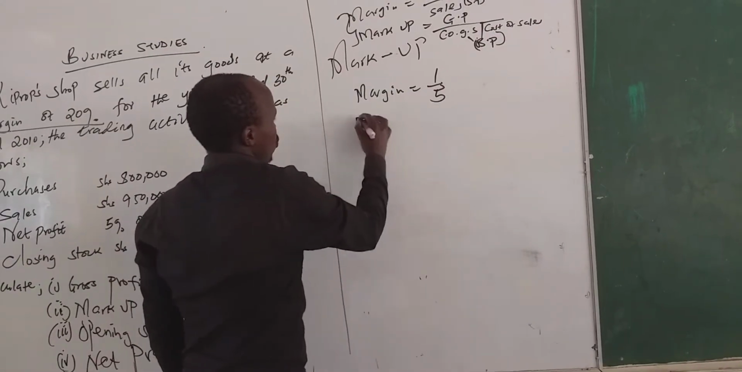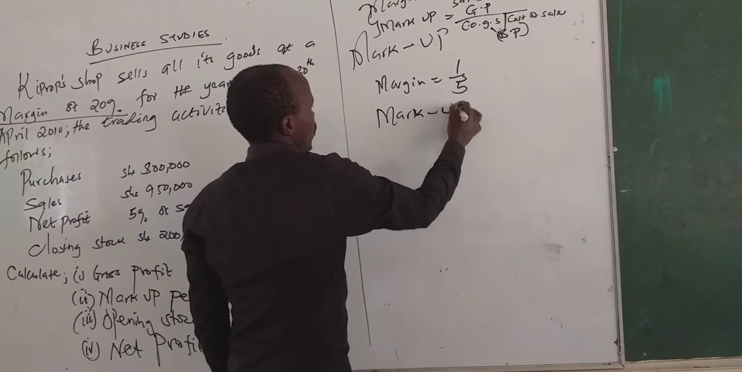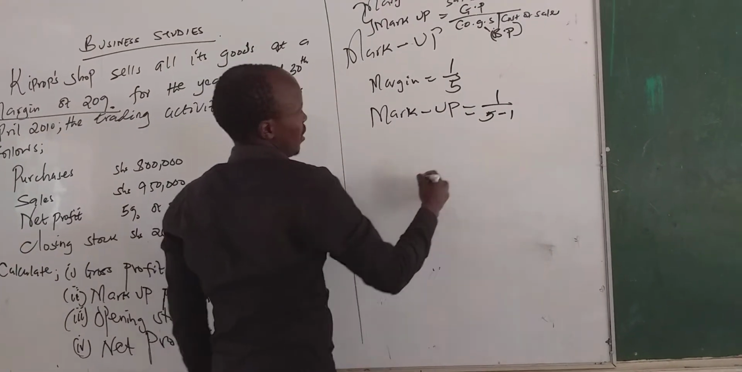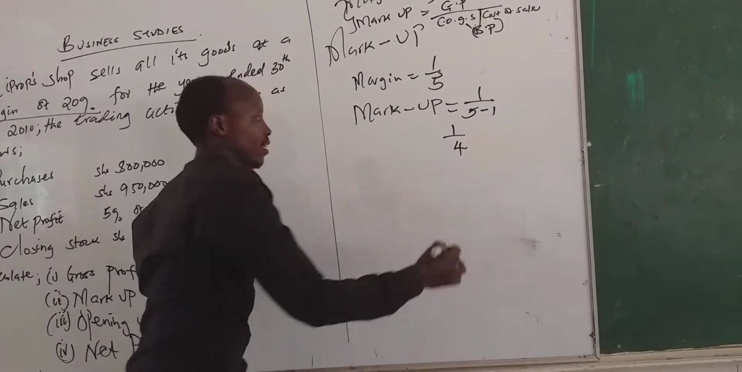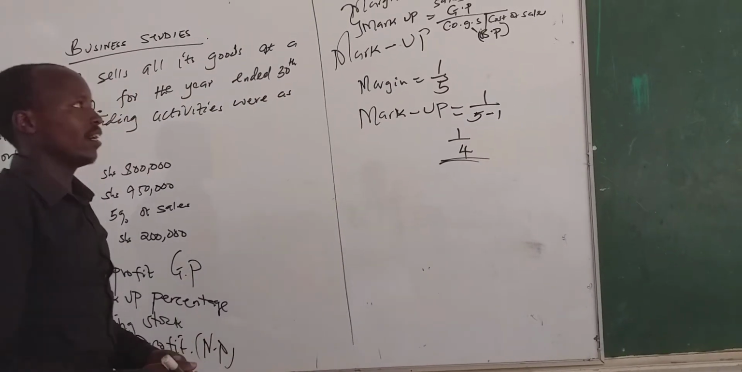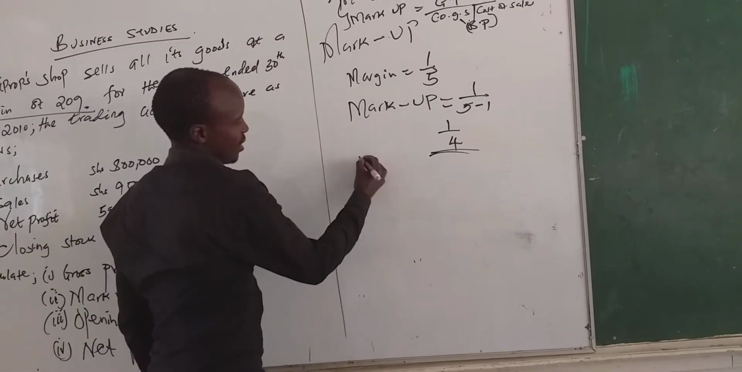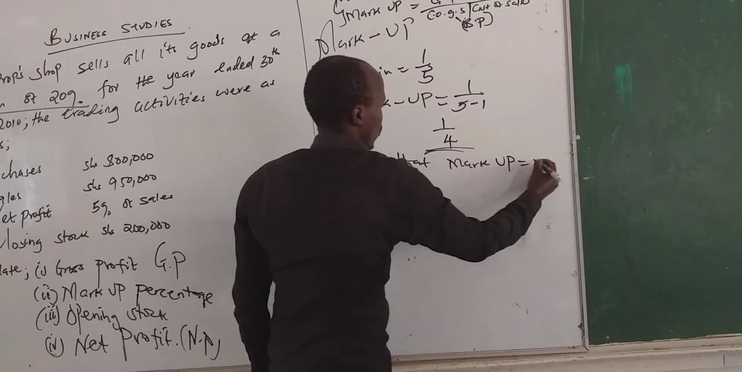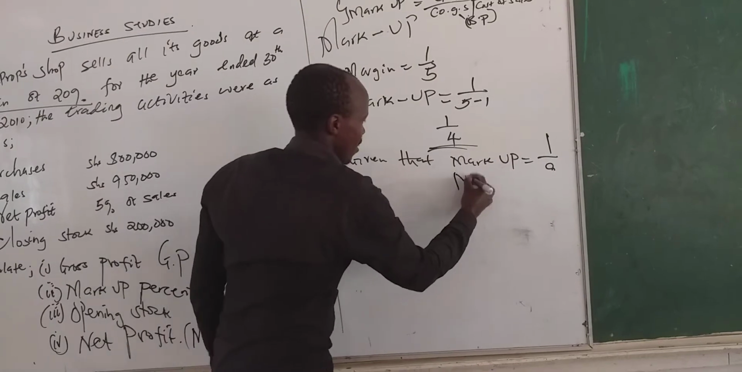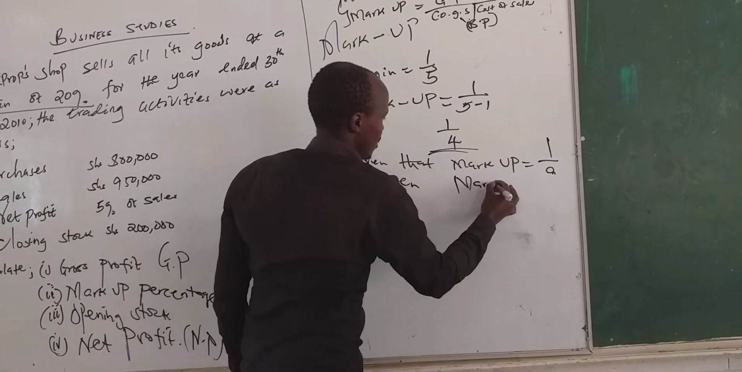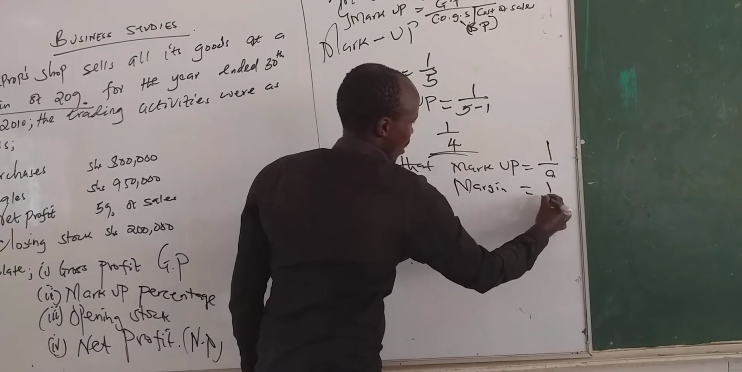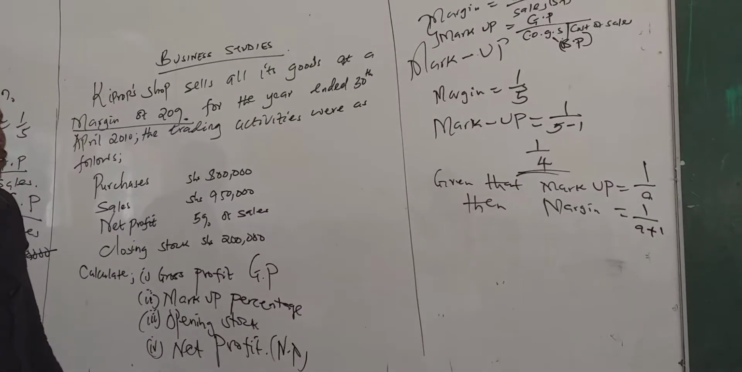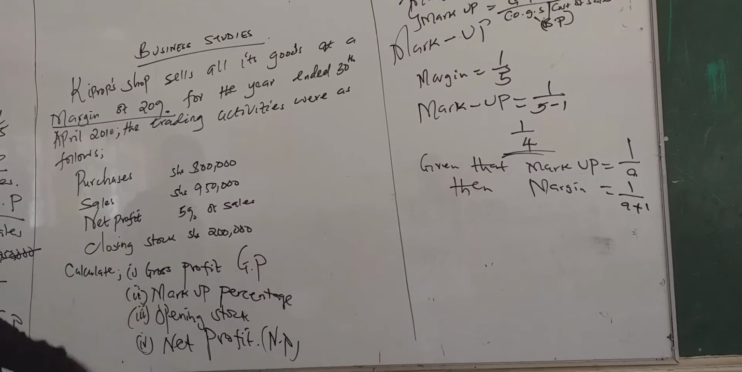So here we have our markup to be 1 over 5 minus 1, and this will be 1 over 4. You can still remember when we were dealing with this, we said that given that markup is equal to 1 over A, then margin will be equal to 1 over A plus 1. And that is actually the relationship between markup and margin.